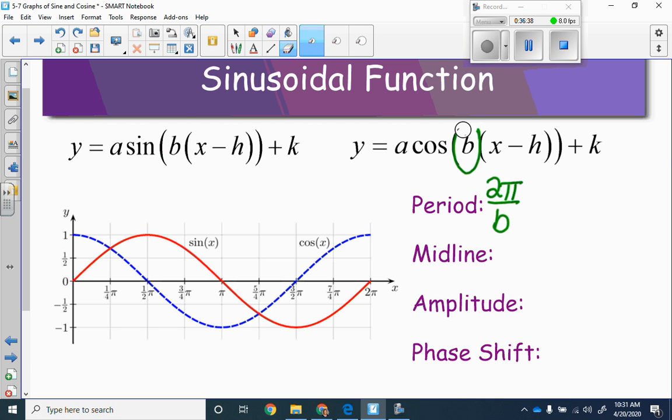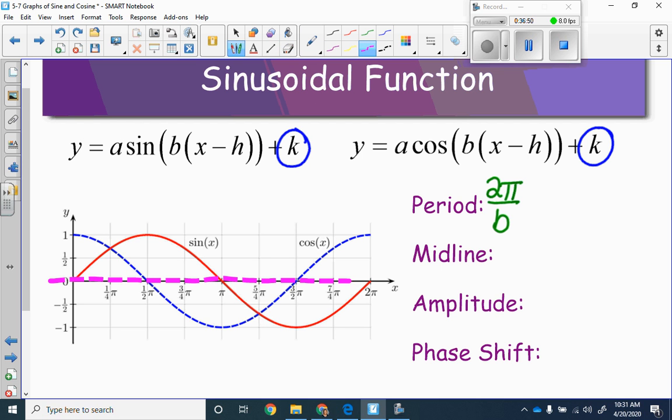Your midline is going to be affected by your value of k, because k tells you whether you move a function up or down. And our midline is right here on our x-axis. So by shifting it up or down, your midline shifts. Whatever your value of k is, that would be your midline.